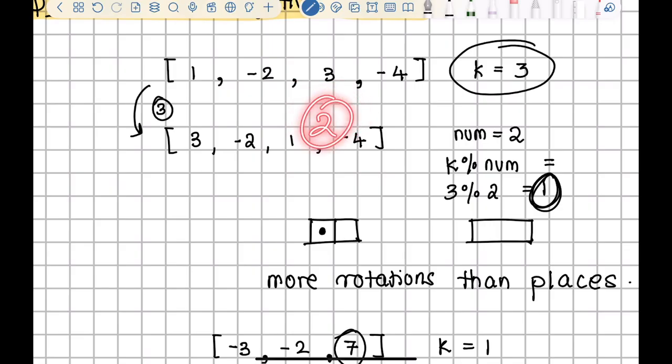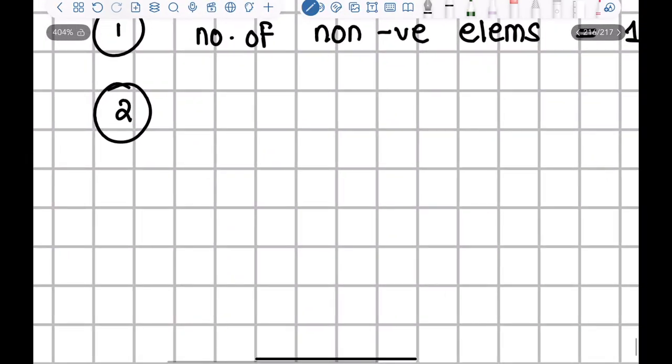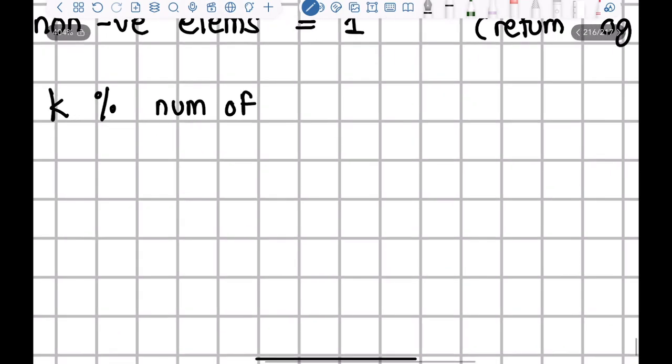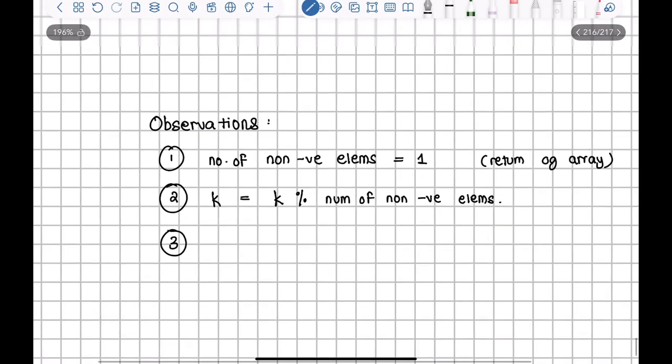This repeated itself after 2 positions, right? After 2 positions it repeated itself, right? So hence we just need to do it once. So this is one more key observation, that k is nothing but k mod number of non-negative elements. This was one more observation. Okay, fair. What was my third observation?